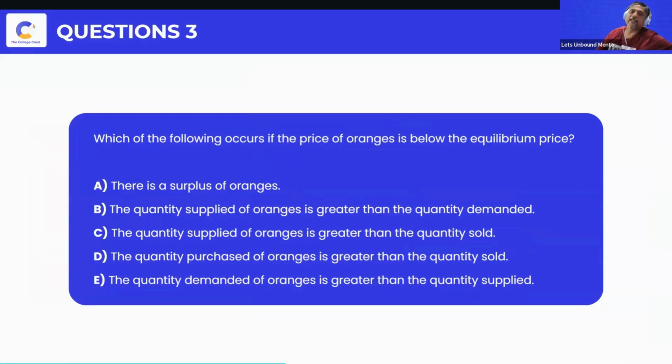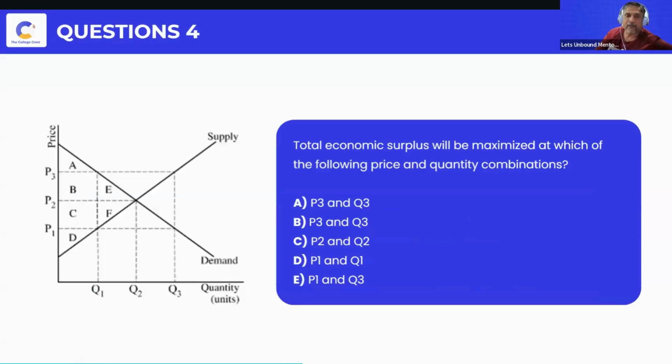Okay, so obviously if the prices are running below the equilibrium, then we can clearly see that the quantity purchased of oranges, or quantity demanded of oranges, is actually greater than the quantity supplied, because at a price lower than equilibrium, people will demand more. Obviously, they are getting it cheap, and the suppliers will supply less because they don't want to supply at a price which is lower than the equilibrium price. So the correct option here is option E.